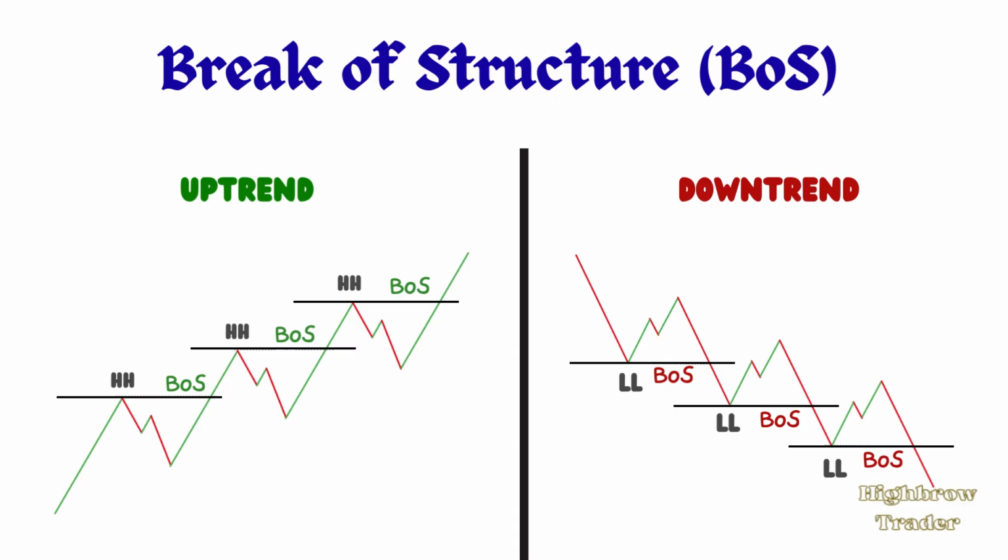A break of structure, or BoS, occurs when price breaks a key swing point. In an uptrend, it breaks the last higher high. In a downtrend, it breaks the last lower low. BoS is a major clue. It confirms trend continuation or signals a possible reversal.